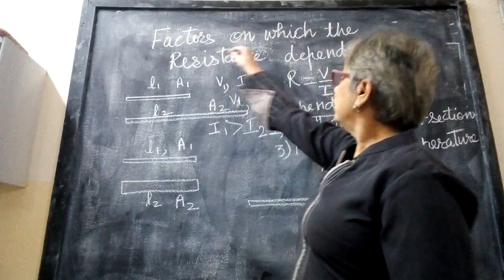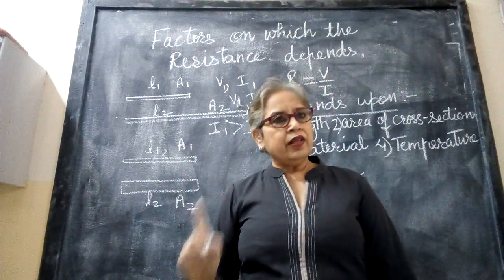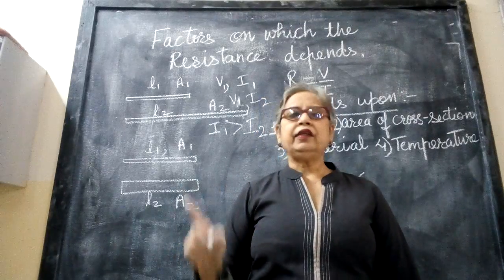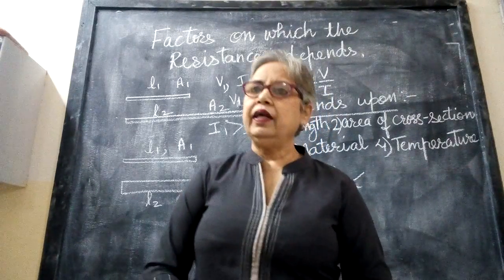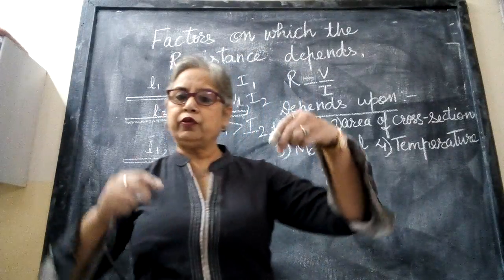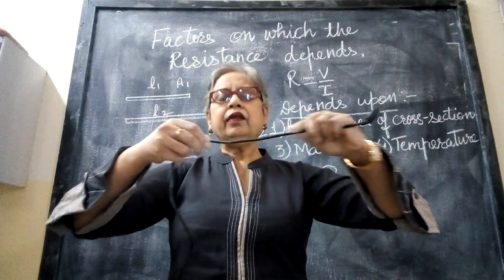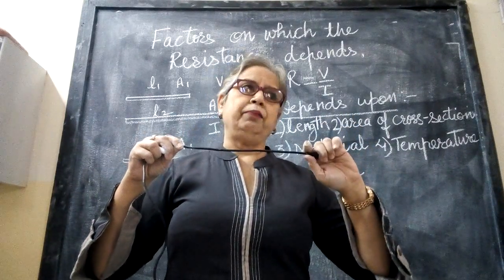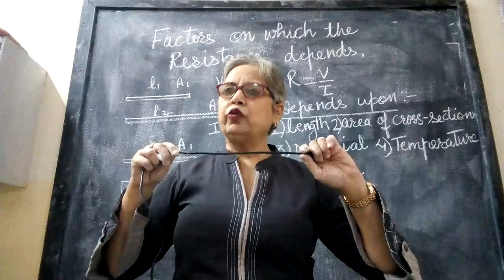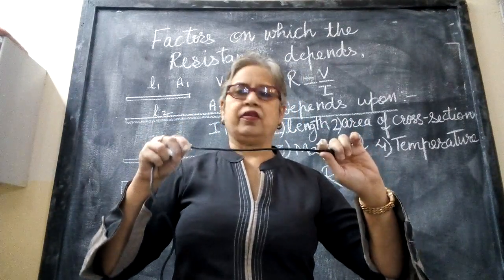Students, factors on which the resistance depends. So for this we have to perform an activity, which is activity 12.3 in your NCERT books. In that activity, first you have to take a wire of length L1, then you have to note down the reading of the ammeter. That will give you the amount of current flowing through this particular resistor.